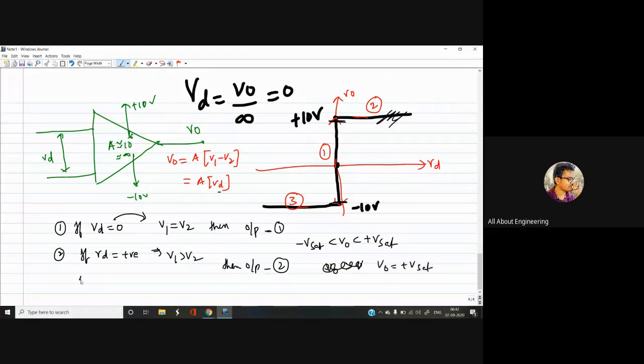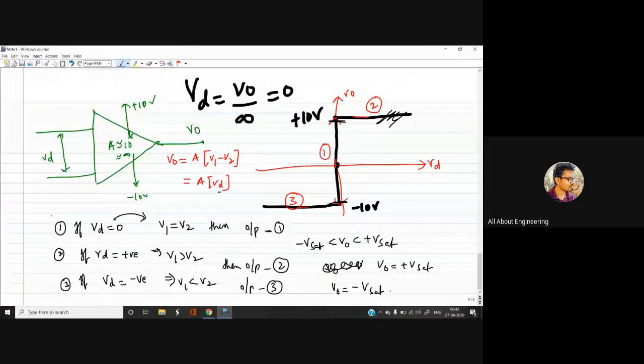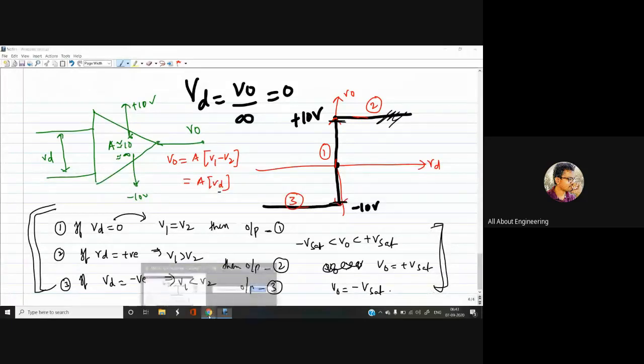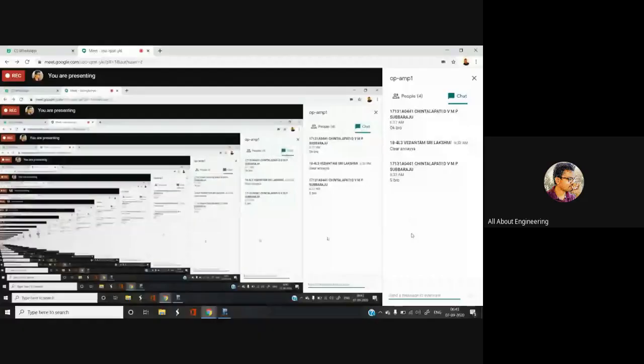Now the third zone: if Vd is negative, then V1 is less than V2, which means the output would be in zone 3. So V output equal to minus Vsat. If you know these three things, then you can solve a major number of numerical questions by using this simple logic. We are going to analyze piece by piece of these things. Now, before entering into the concept of virtual ground, let me make sure that you guys are clear with all these things so far. Guys, clear so far, right? Or any doubts?